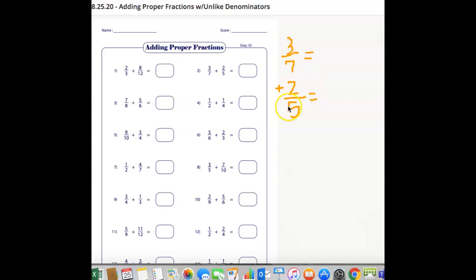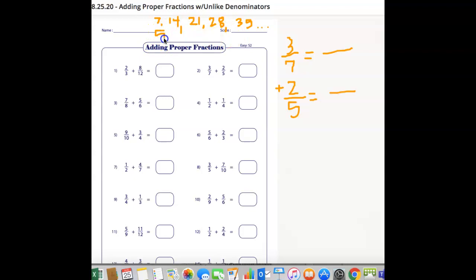So we have to make these denominators the same, okay? So we could do the multiples of 7, 7, 14, 7 times 1, 7 times 2, 7 times 3, 7 times 4, 7 times 5. And we could keep going, but we don't have to do a lot of numbers.